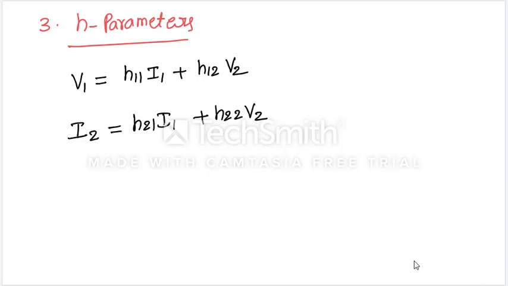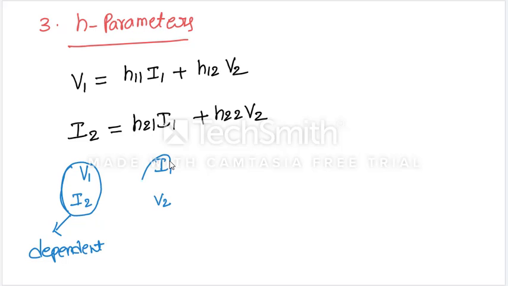Now tell me, what are the dependent and what are the independent variables here? Here V1 and I2, these are what? Dependent. And this I1, V2, these are the independent variables.